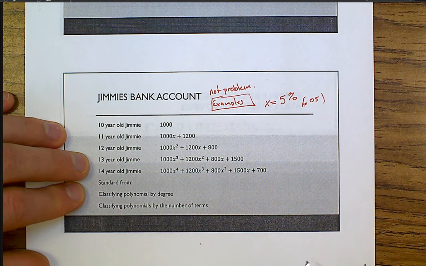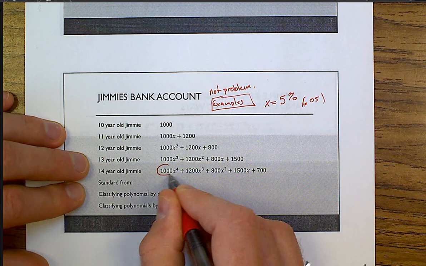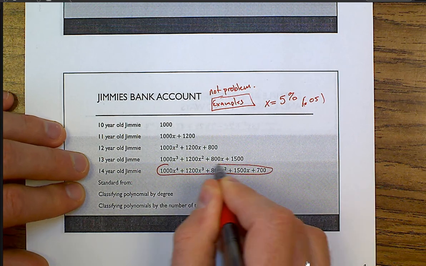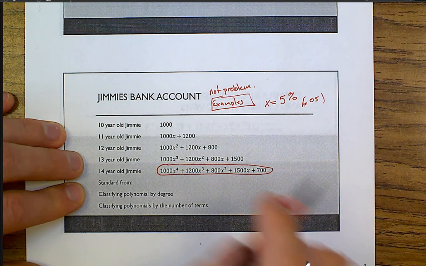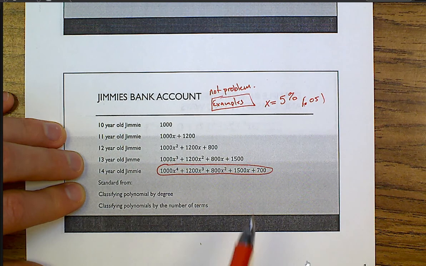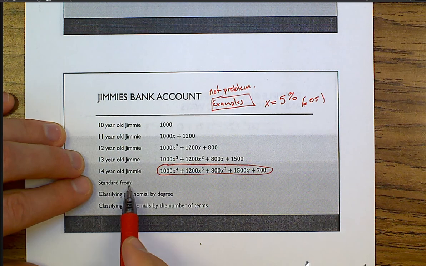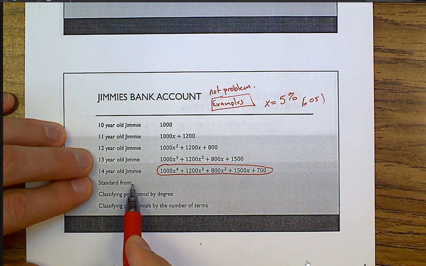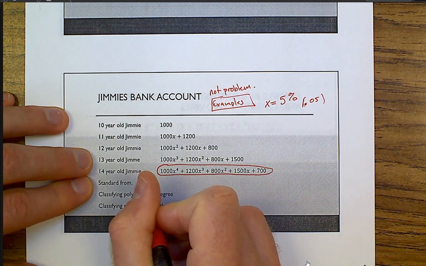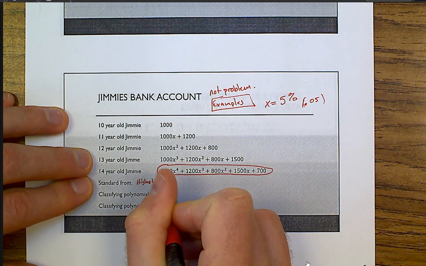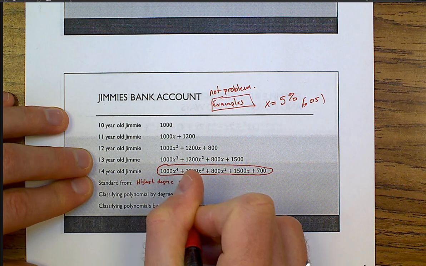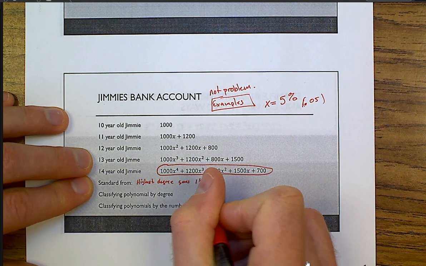This right here is an example of a polynomial. Okay? Many terms, right? Polynomial. So this is what we call standard form. Standard form of a polynomial means that the highest degree goes first, and then it's descending order.